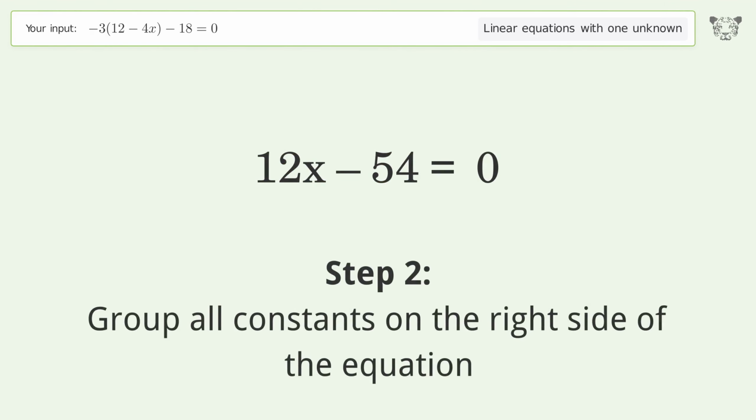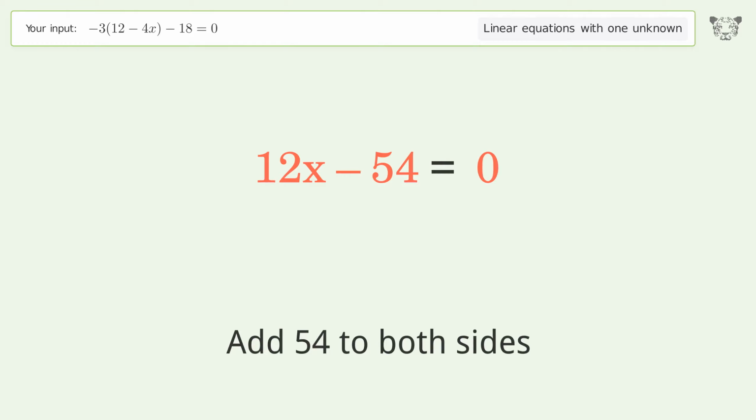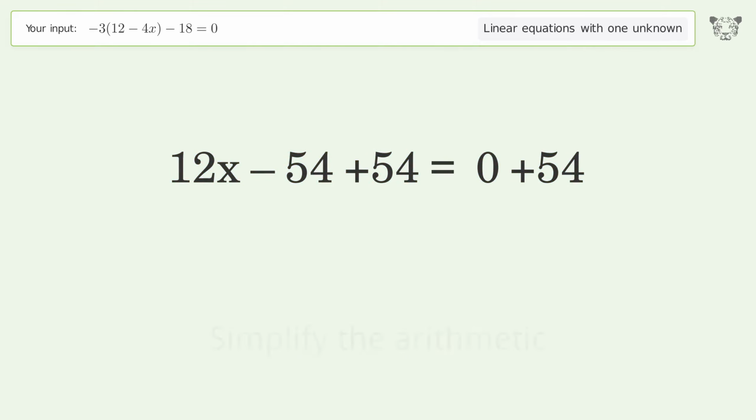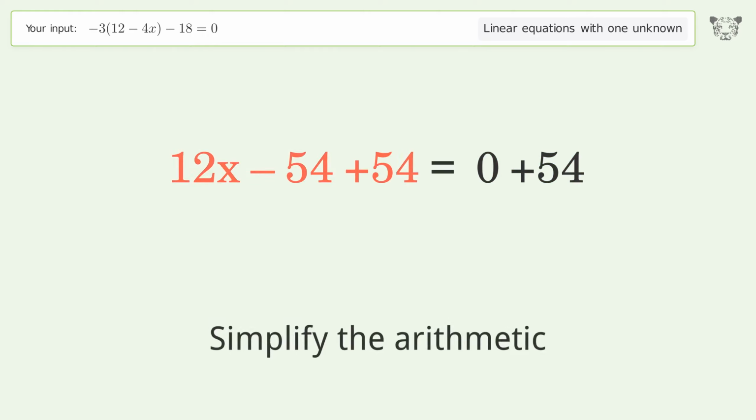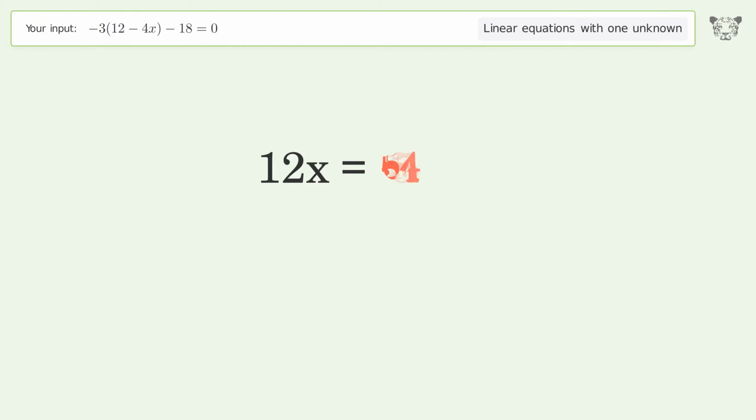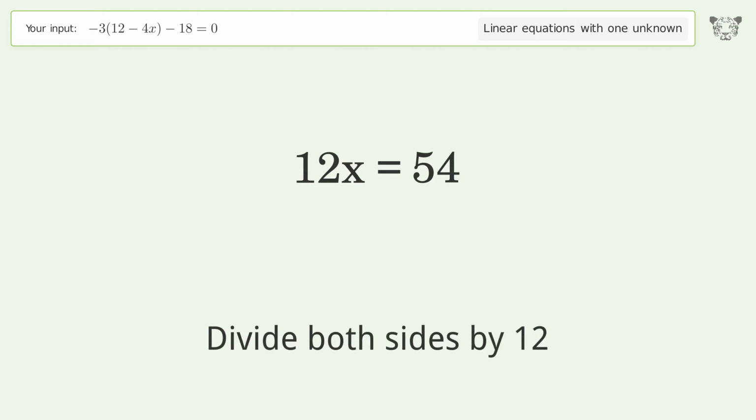Group all constants on the right side of the equation. Add 54 to both sides. Simplify the arithmetic. Isolate the x. Divide both sides by 12.